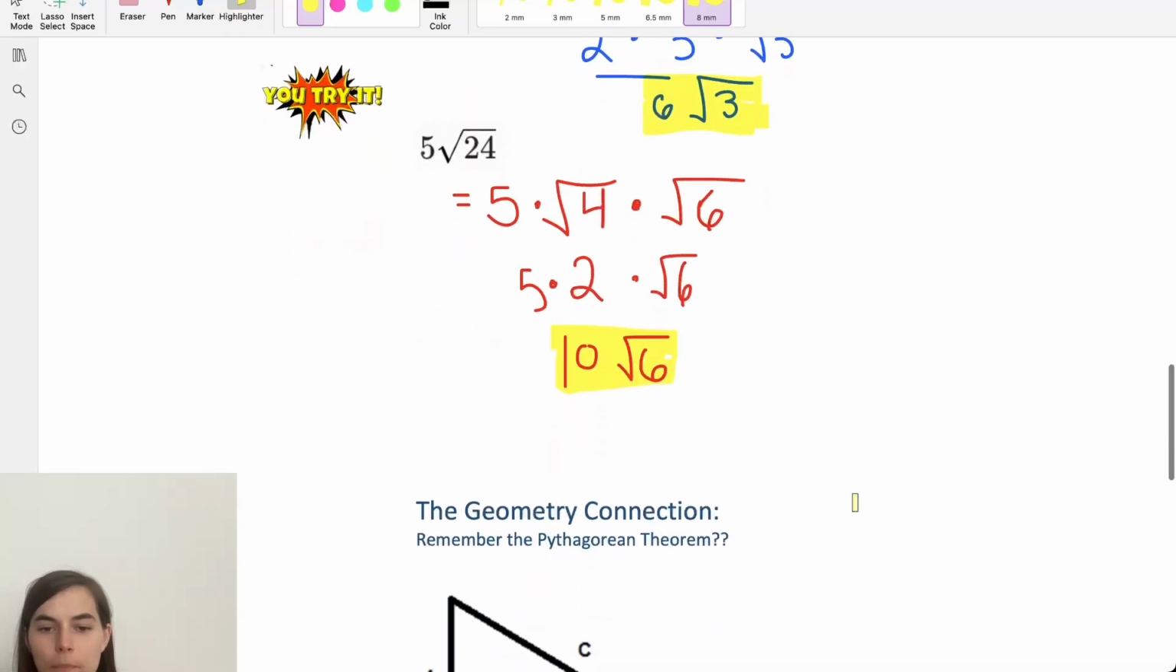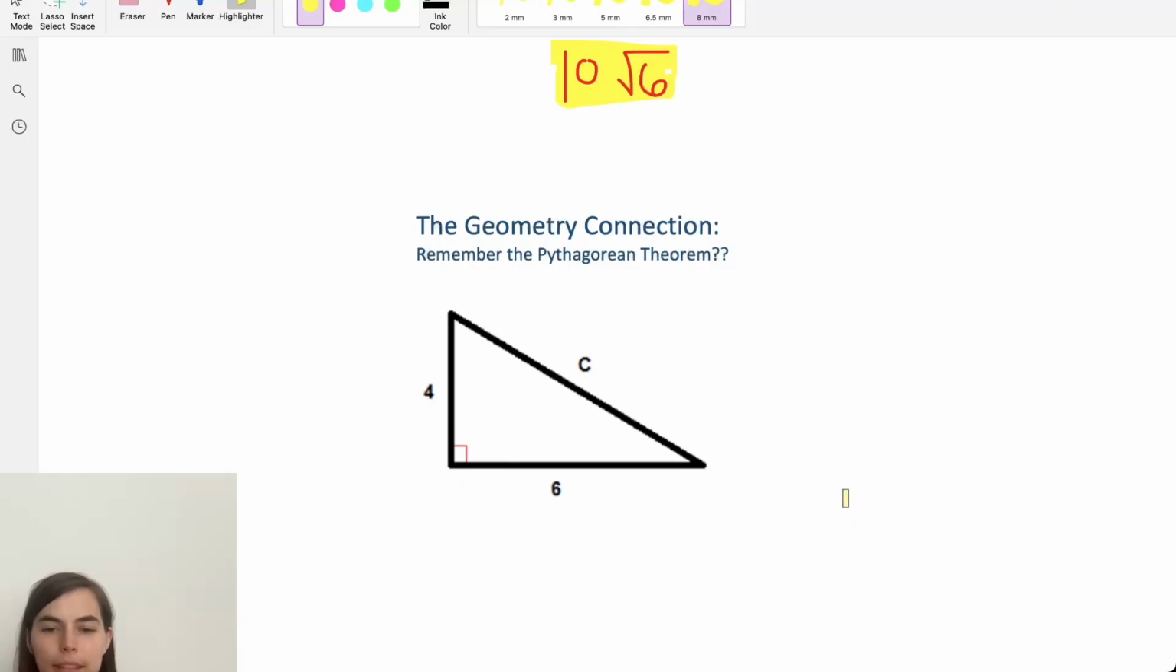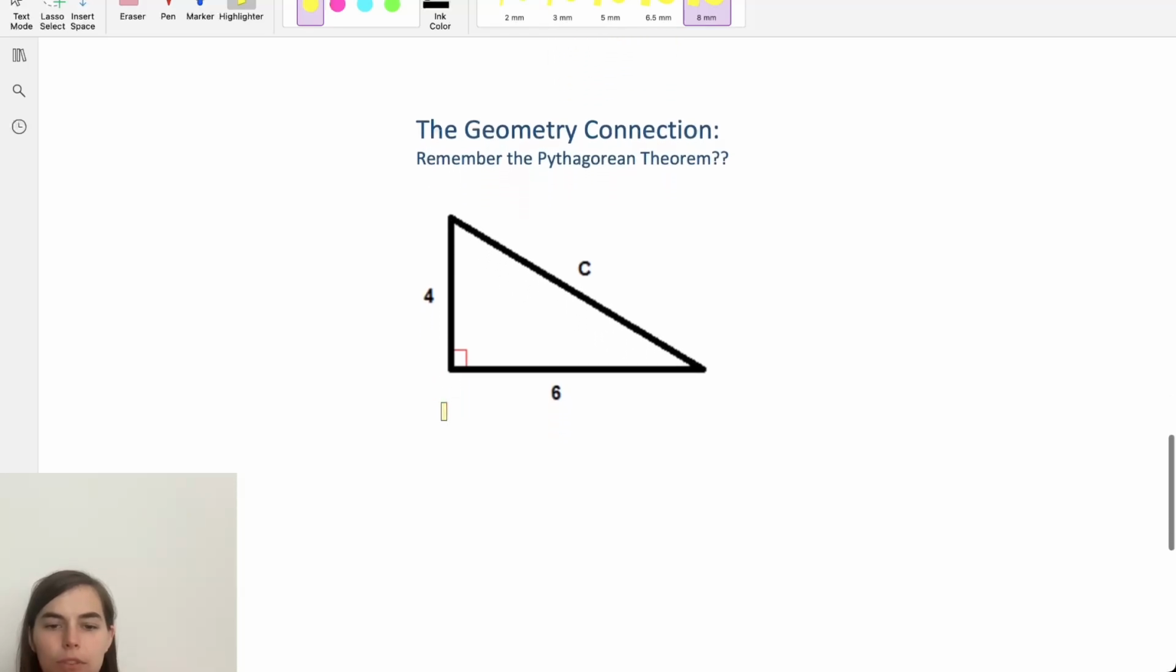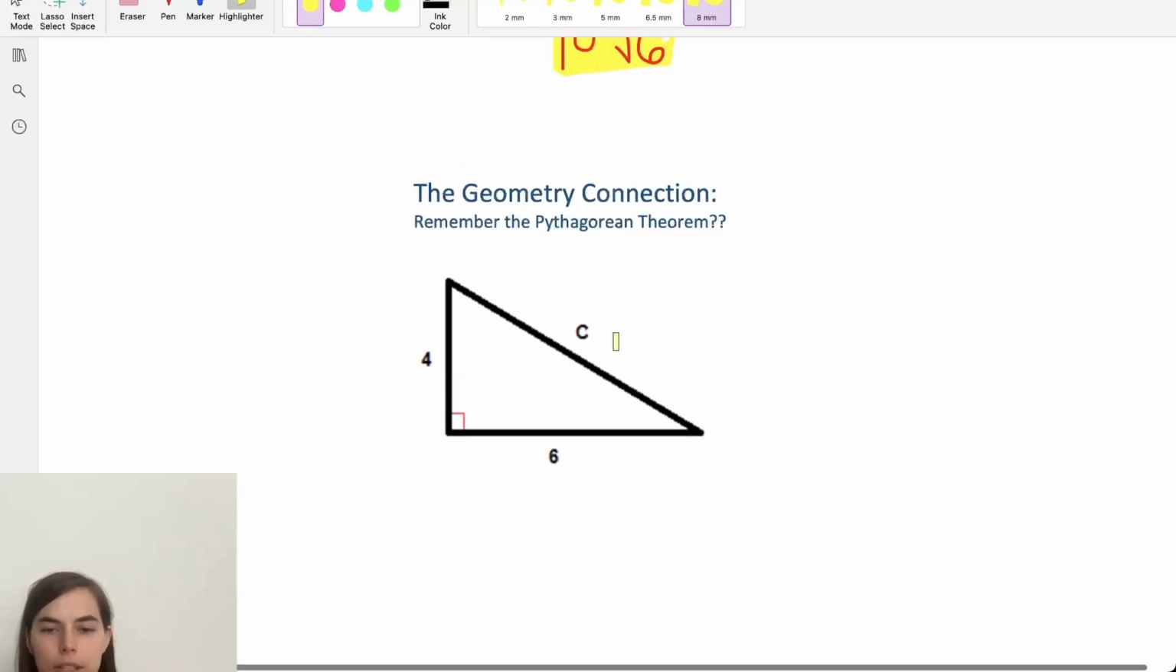Why do we talk about radicals so much in geometry class? And I'll tell you why right now. Remember the Pythagorean Theorem? That's that thing to do with the sides of a right triangle, how the sum of the squares of the legs equals the square of the hypotenuse, or a squared plus b squared equals c squared. Well, say we're trying to find this c here, and they give us the 2 leg lengths.